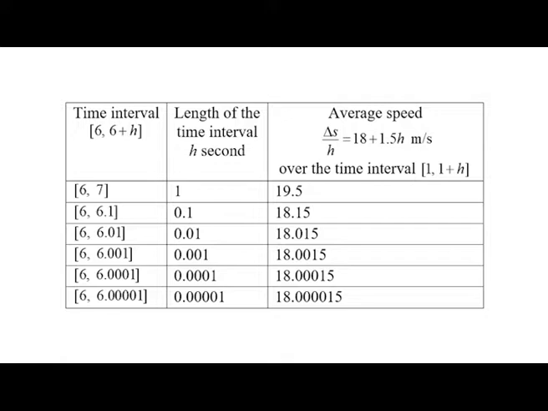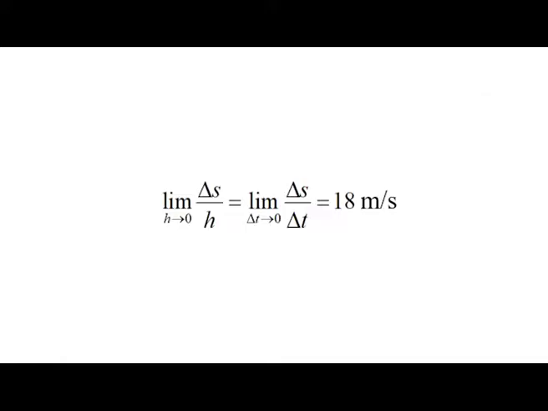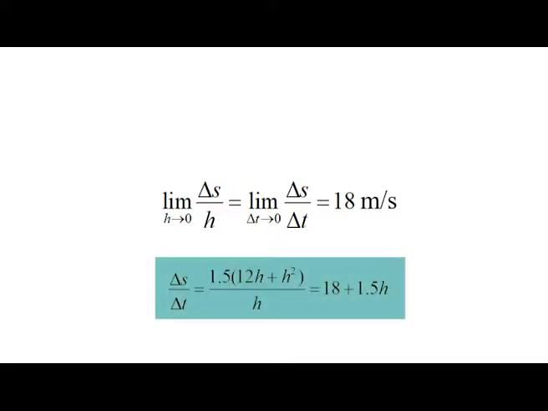We denote it by writing the limit of Δs upon h as h approaches 0, equal to the limit of Δs upon Δt as Δt approaches 0, equal to 18 meters per second. This is also justified by equation 1 by letting h approach 0.